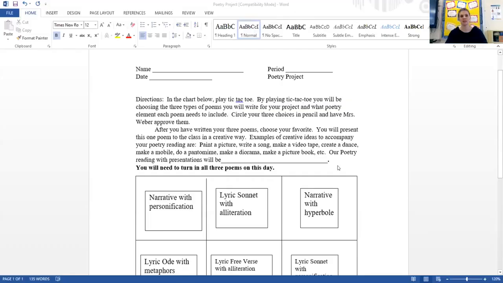Hi, this is your lesson to go over how to do your poetry project. So this is the initial directions, and in class you should have received a worksheet from me that looks like this. So let's take a look at the directions together.